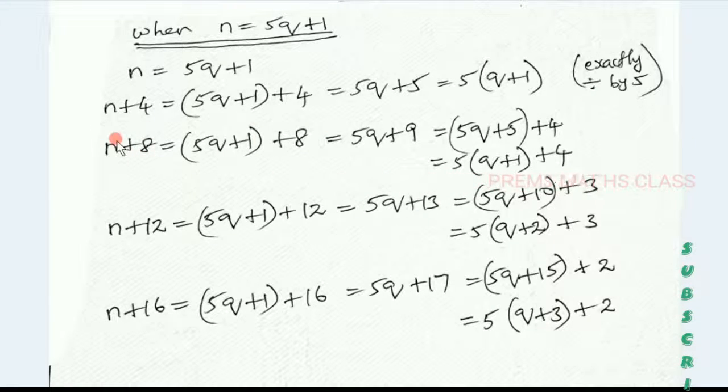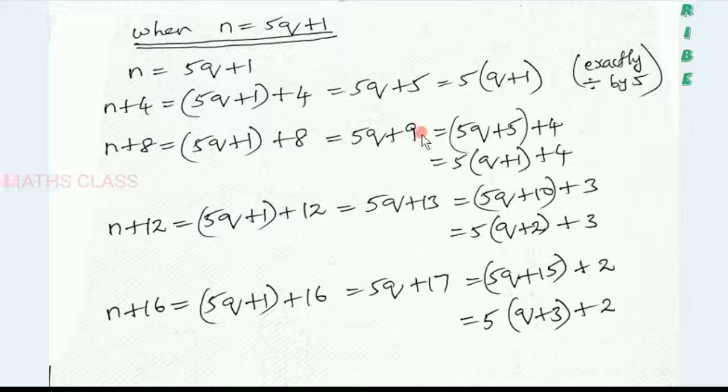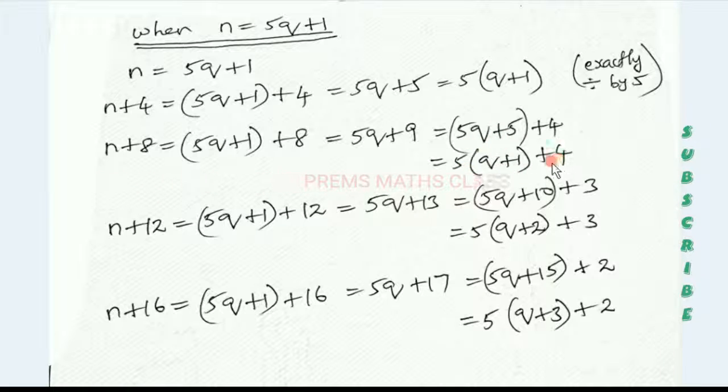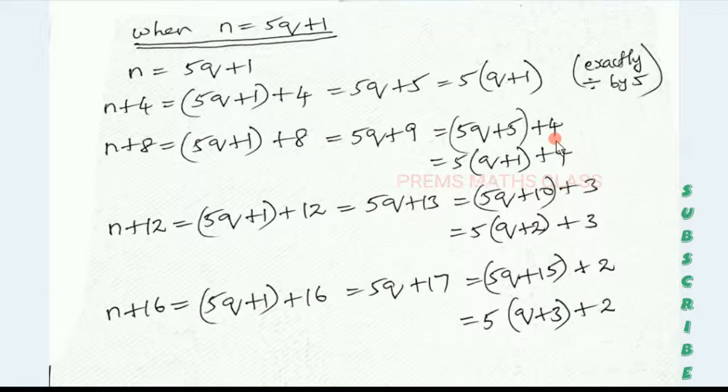Now next, n+8. Substitute n equal to 5q plus 1 plus this 8. So it becomes 5q plus 9. This 9 can be written as 5 plus 4, so 5q plus 5 plus 4. Taking 5 common, 5 into q plus 1, plus 4. See, the remainder is 4, so not divisible by 5.